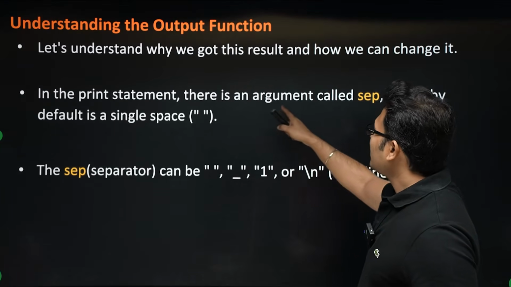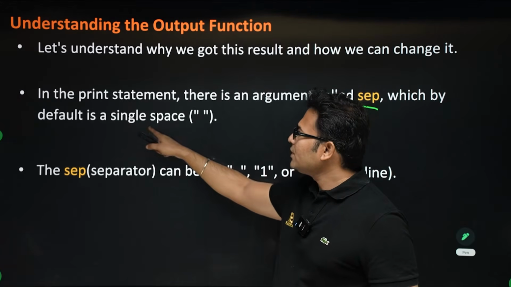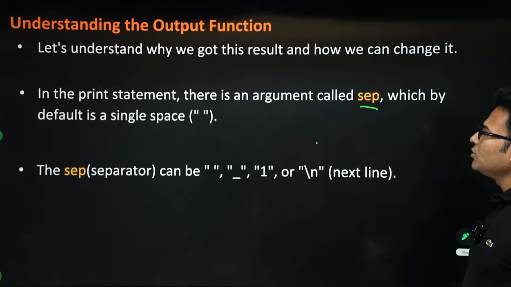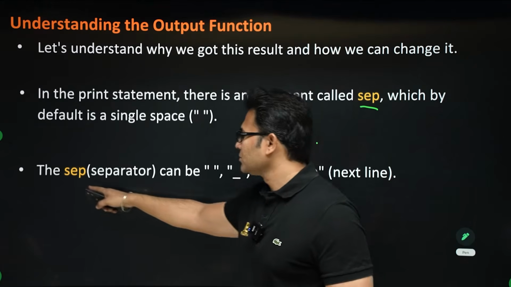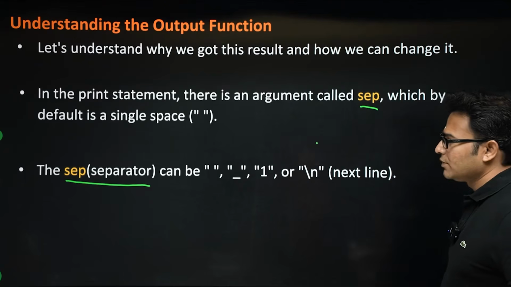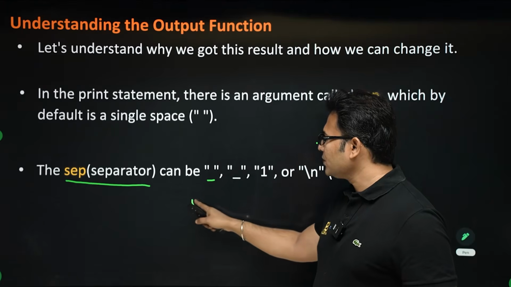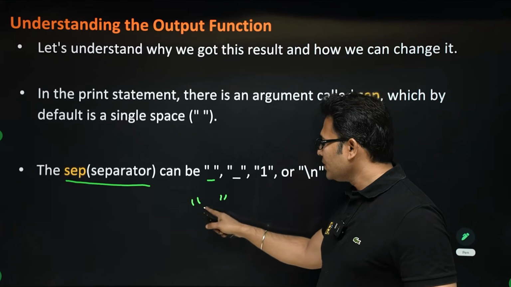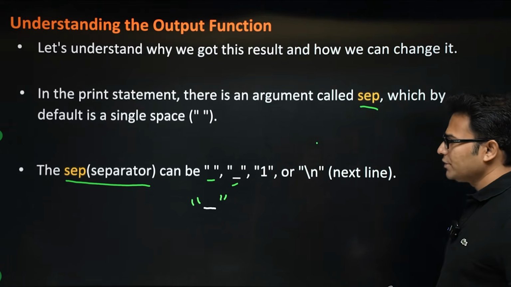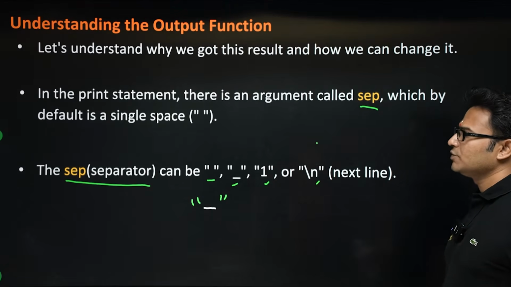In a print statement, there is an argument called separator, which is by default a single space. So what I mean to say is, there is something called a separator. Now that separator can be a space. What is this? This is nothing but a space. It can be a space, or it can be an underscore, or it can be one, or it can be a new line. So I will show you with an example.